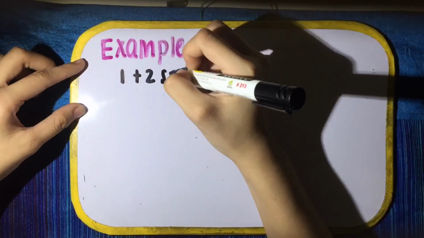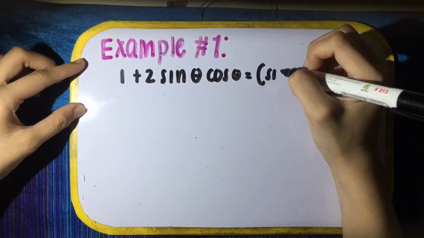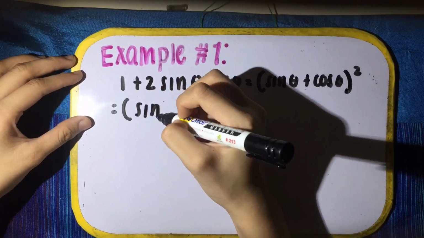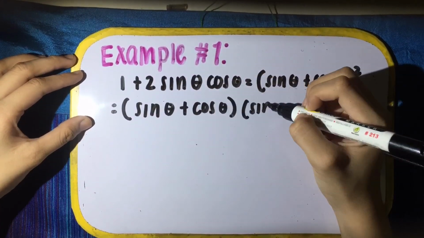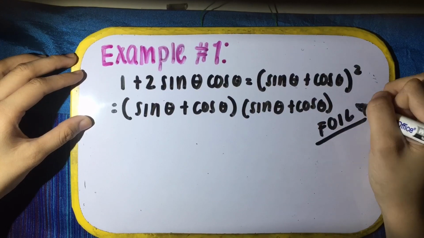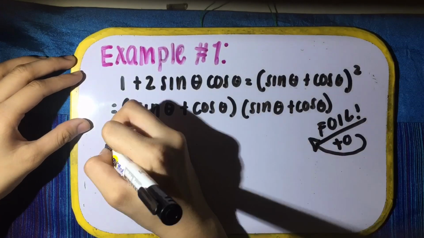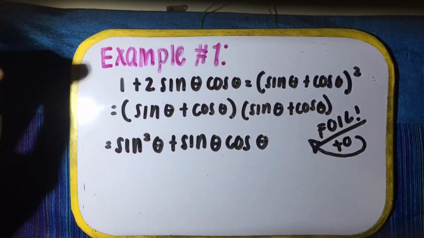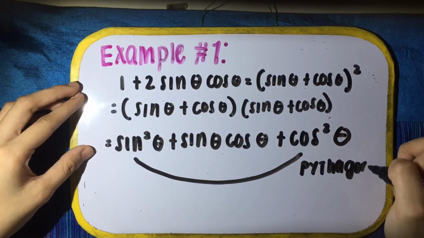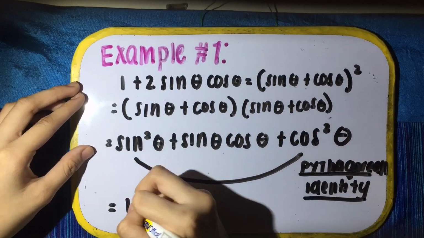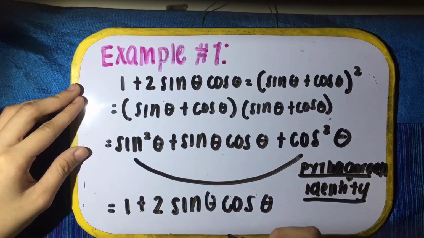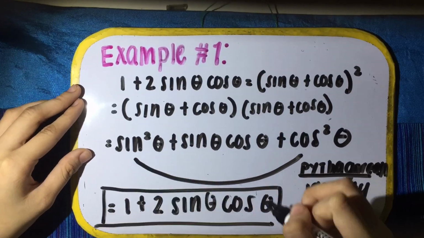For the first example, we have 1 plus 2 sin theta cosine theta is equal to sin theta plus cosine theta squared. Let us rewrite sin theta plus cosine theta squared. For this equation, we will be using the FOIL method. This will result in sin squared theta plus 2 sin theta cosine theta plus cosine squared theta. Since sin squared theta plus cosine squared theta is a Pythagorean identity, we will be substituting it with 1. Final answer is 1 plus 2 sin theta cos theta.